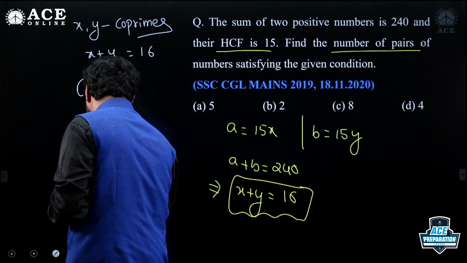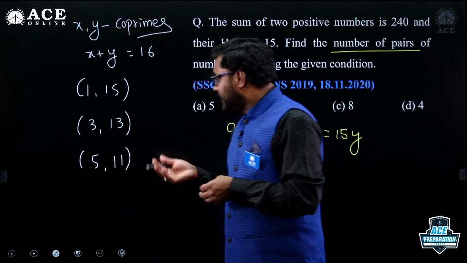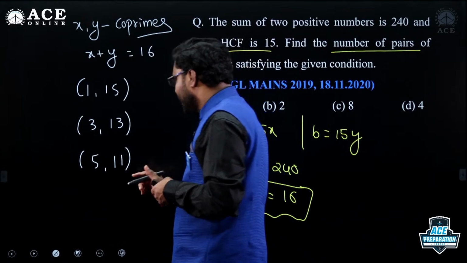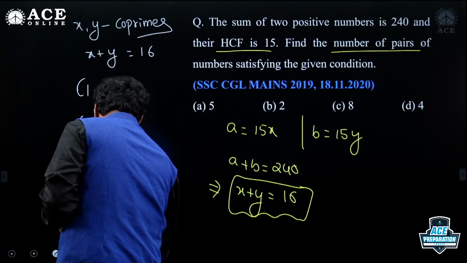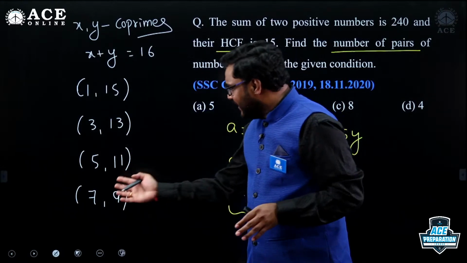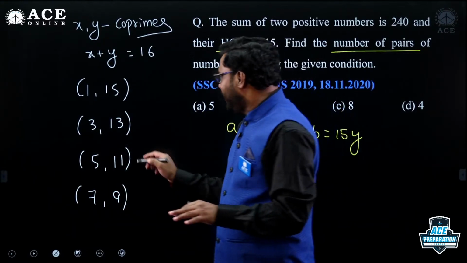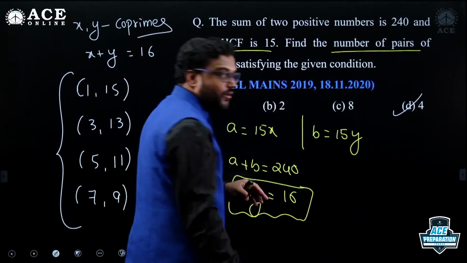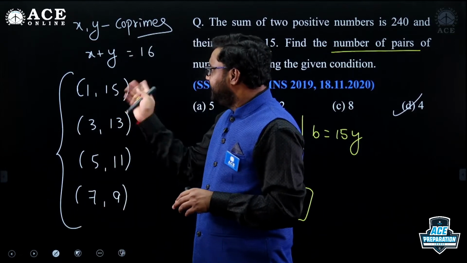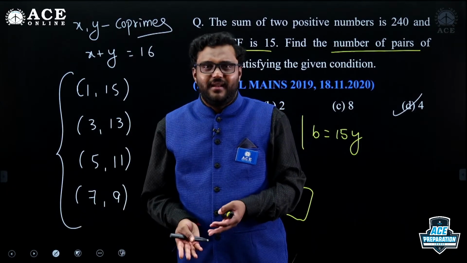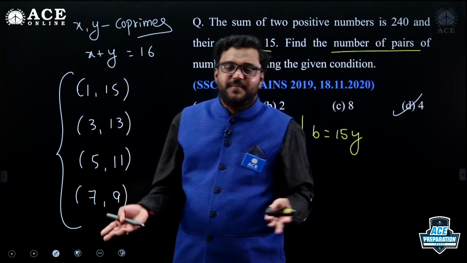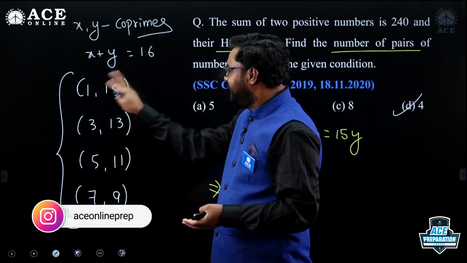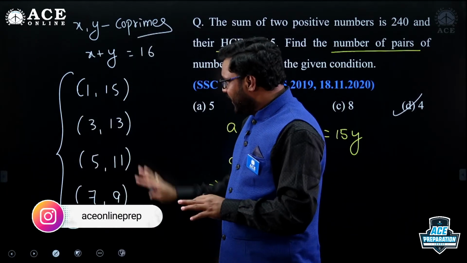Then 6 as well as 10, not satisfied. 7 and 9 is okay, fine. 8 and 8 not okay, then again 9 and 7 means no. 7 and 9, 9 and 7 same only. Okay, we have only 4 pairs satisfying. It's not 8, my dear friends, 4 only. Don't take again 1 and 15, 15 and 1. Numbers are same, right? A plus B or B plus A, both same. A into B, B into A, same. So don't again change it like 15 and 1, 3 and 13, 13 and 3. Okay, these are the 4.